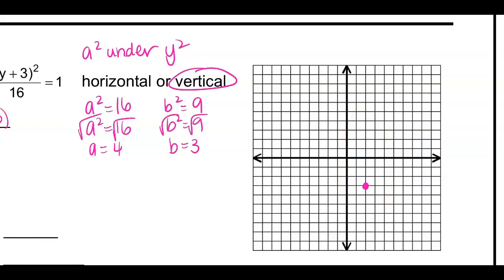So since a is going to be +4, we're going to go up and down 4 units. Let me double check that I counted correctly. 1, 2, 3, 4, 1, 2, 3, 4, and then left and right 3. 1, 2, 3, 1, 2, 3. Now let's go ahead and connect these dots to try to make the best ellipse that we can.